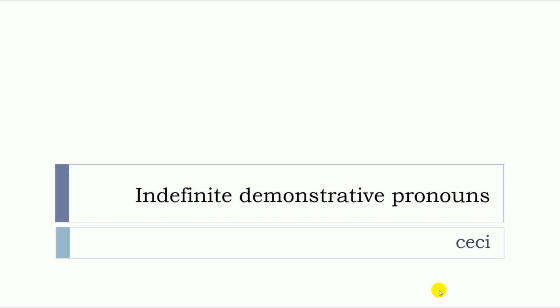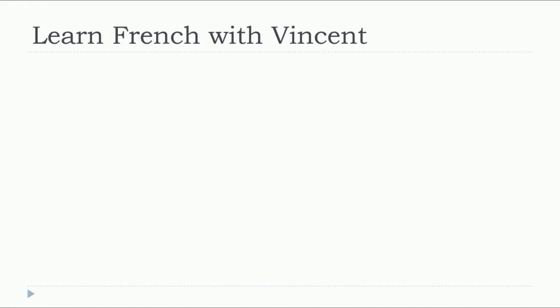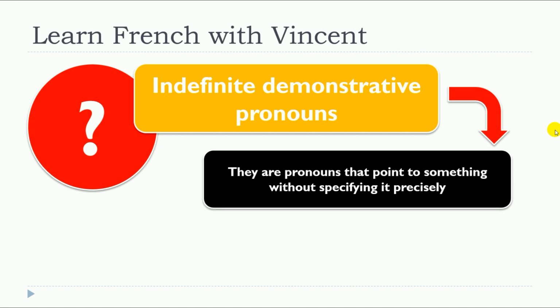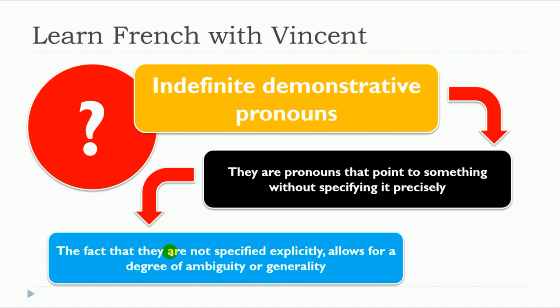In this lesson, we will see together indefinite demonstrative pronouns, but more precisely, we'll see the pronoun ceci. So, what are the indefinite demonstrative pronouns? We'll do it fast, but then they are pronouns that point to something without specifying it precisely. And the fact that they are not specified explicitly allows for a degree of ambiguity or generality.